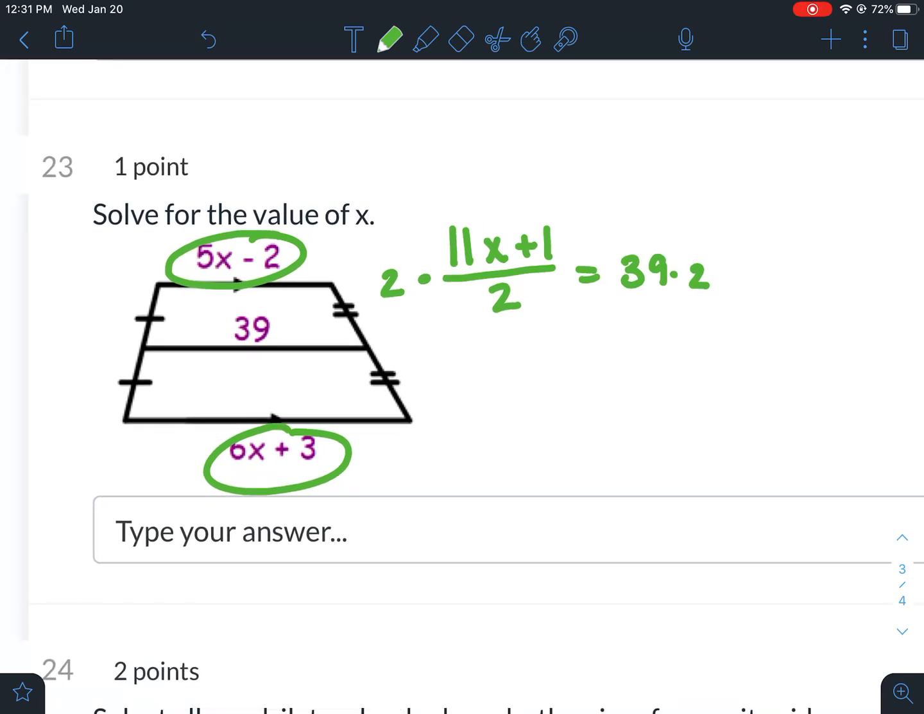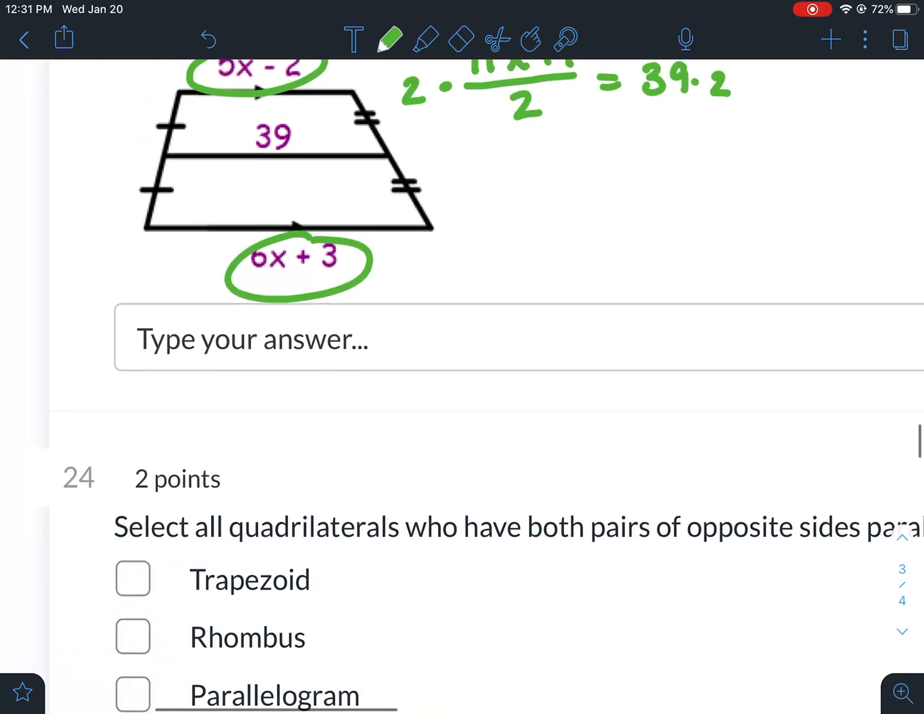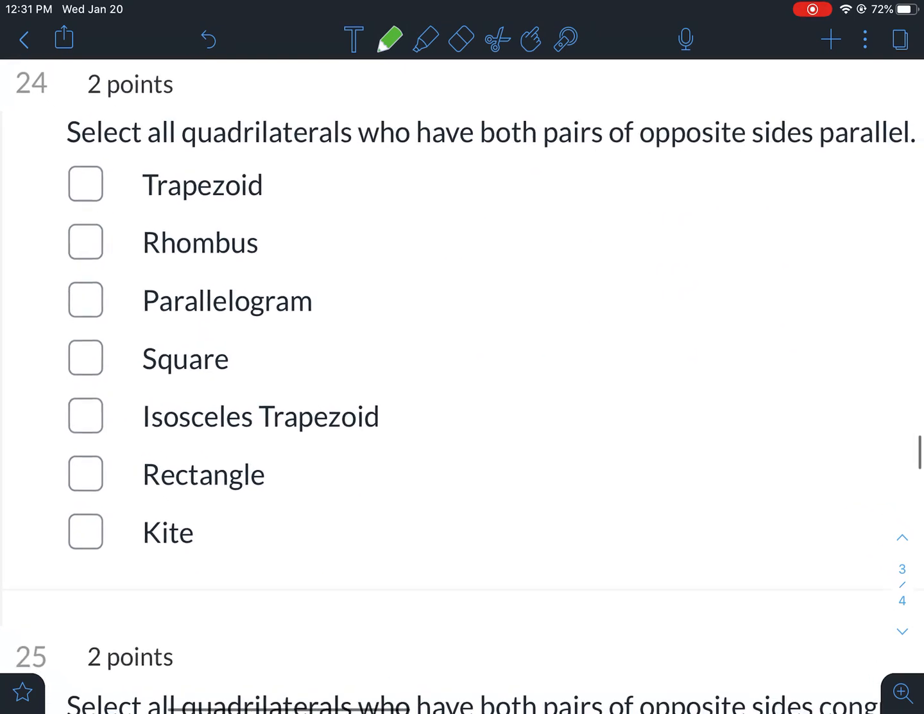23 is a whole number. 22 is a decimal. All right, moving on to 24.